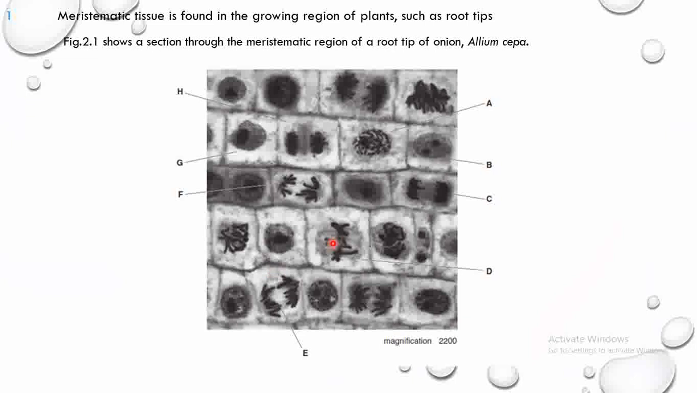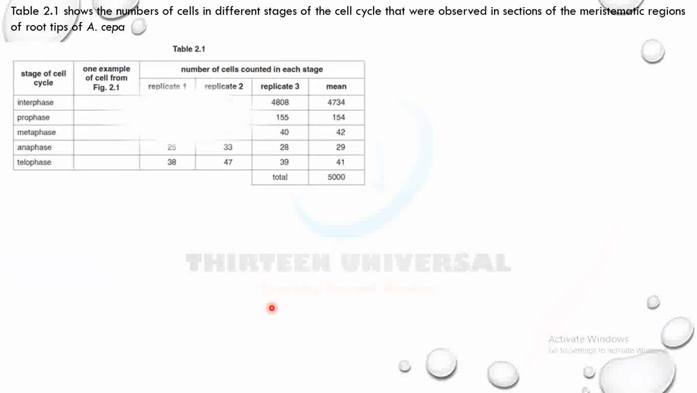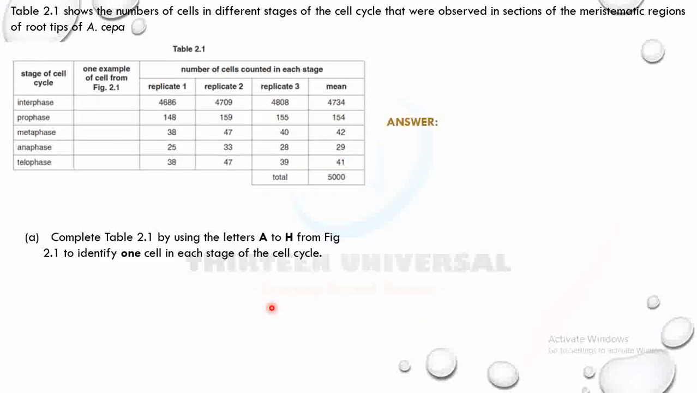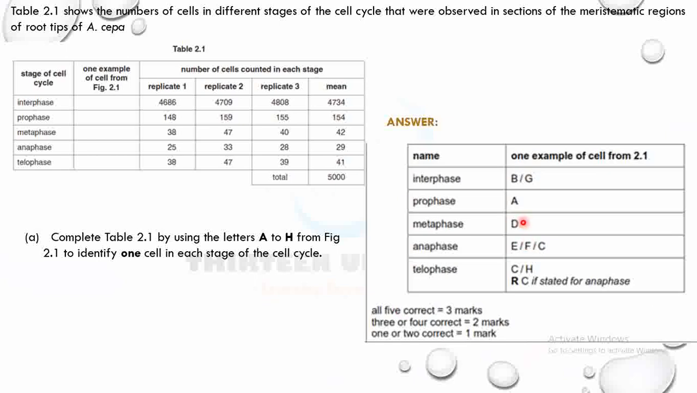Now, what about telophase? Telophase, H, it looks like telophase, and C. So H and C. How do I know? Can you see that the cell plate has started forming here? The cell plate has already formed. So the cell is about to split into two, and that begins at late anaphase. Telophase. All right, let's see what they got. Interphase is B or G. Prophase is A. Metaphase is D. This is anaphase. This is, of course, telophase. You can cross-check.